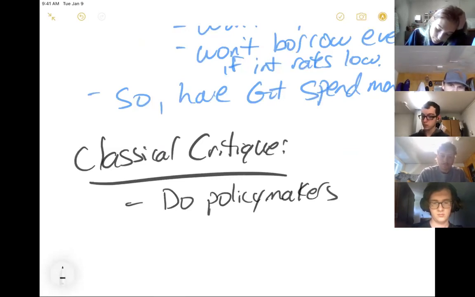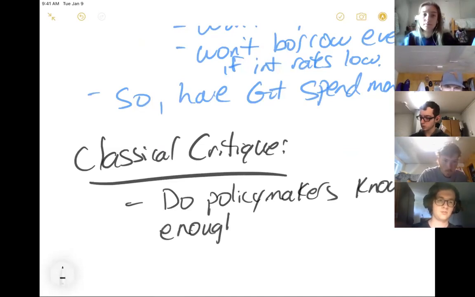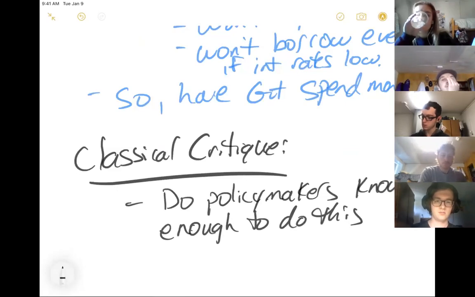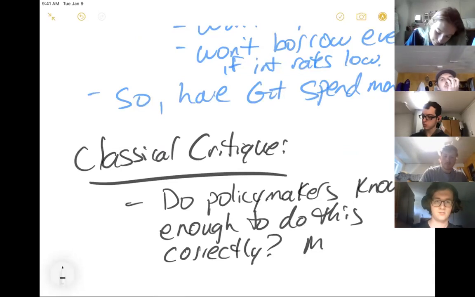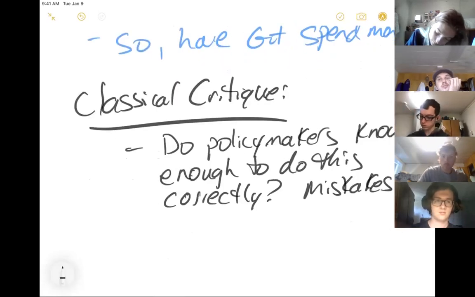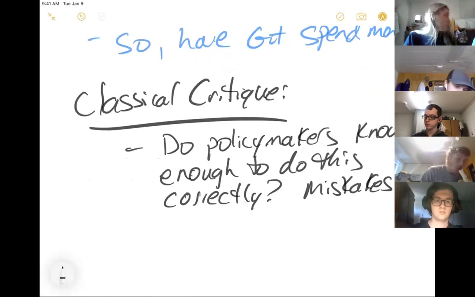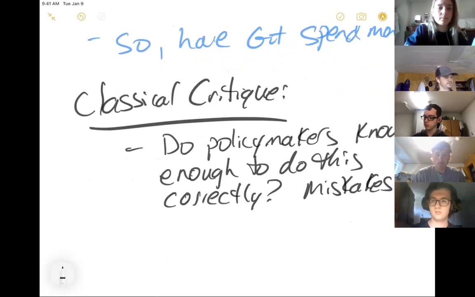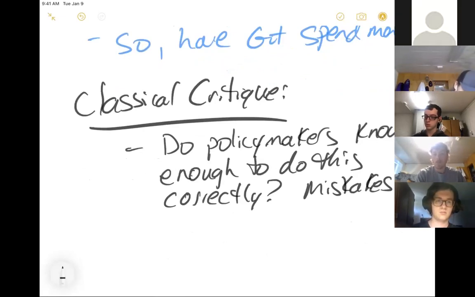But do policymakers always know enough to do this right? Listen, it's one thing for me to be doing this up here on my iPad. It's another thing to be doing this out in the real world, right? This all looks really easy on my iPad, but what happens when you try to put this in the real world where it's messy? Policymakers may not know what they're doing, and they might make mistakes. And we're actually going to talk about some examples later today in which policymakers have made some big mistakes in trying to combat recessions.